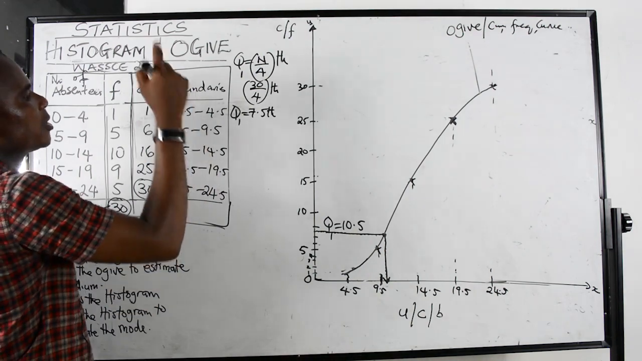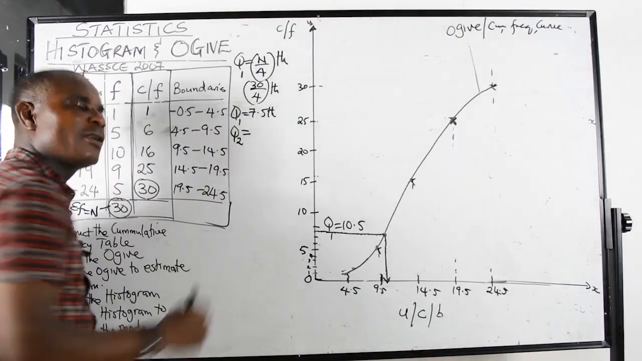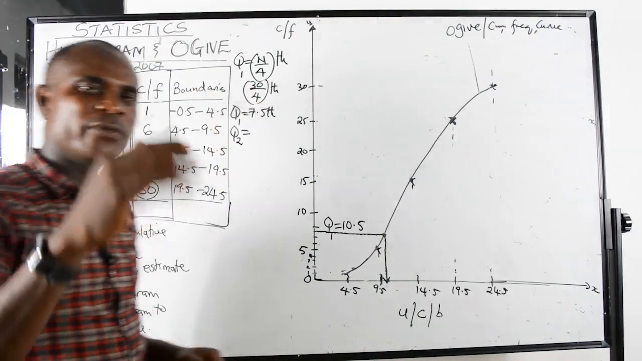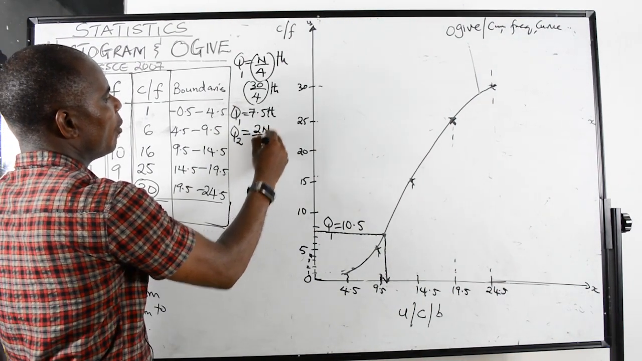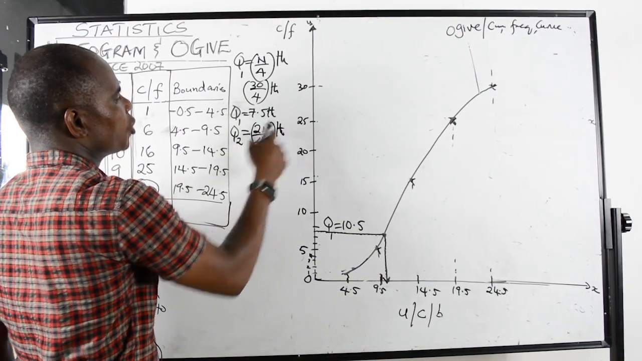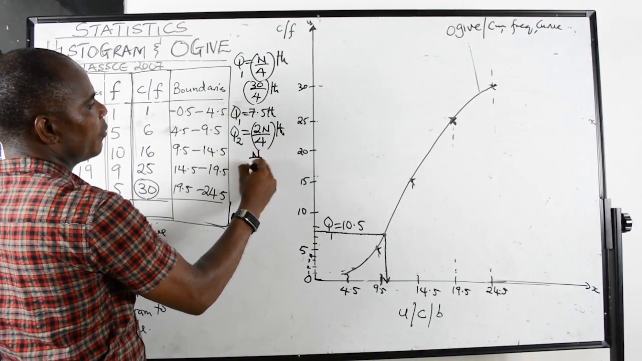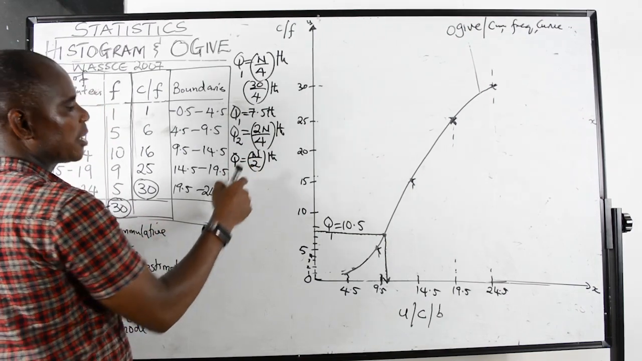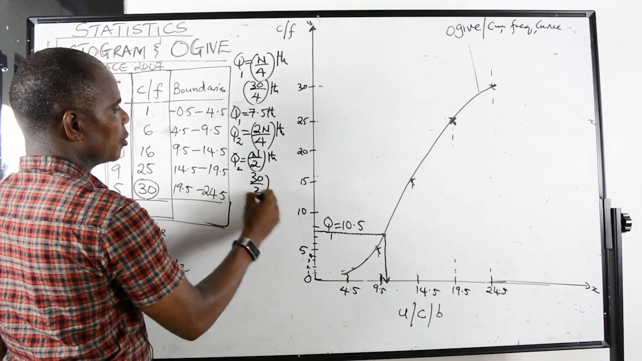So I go to the second quartile. What is the second quartile? It's Q2. The other name for the second quartile is actually the median. So the second quartile is 2n all over 4, that's the position. This is the same as n over 2. If you do the math here, the second quartile gives us n over 2. So this is 30 divided by 2 position.